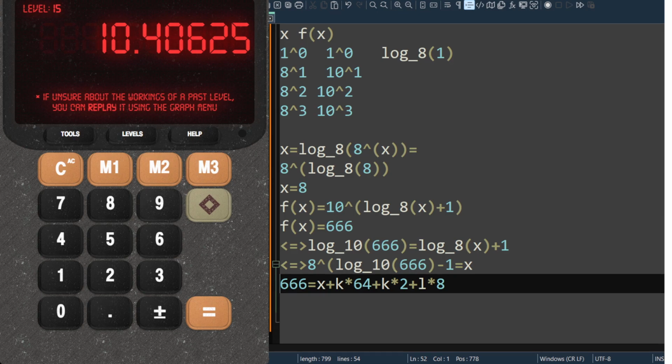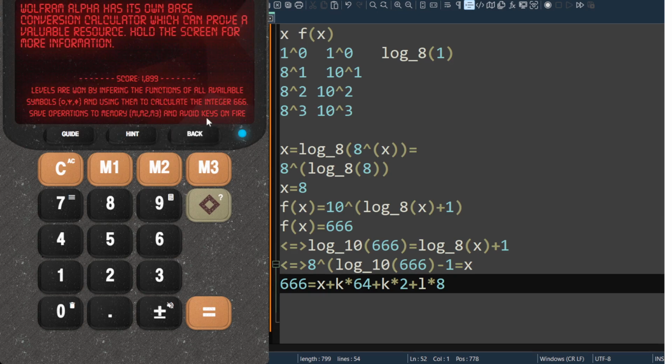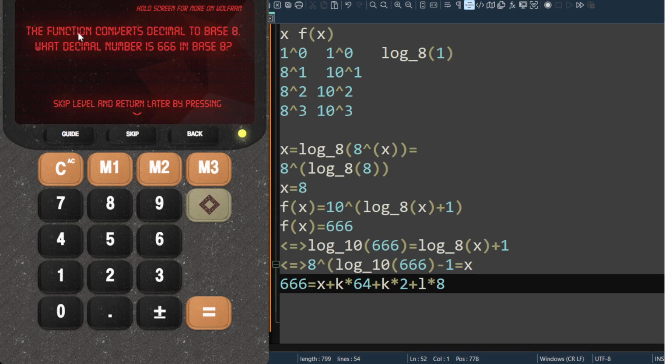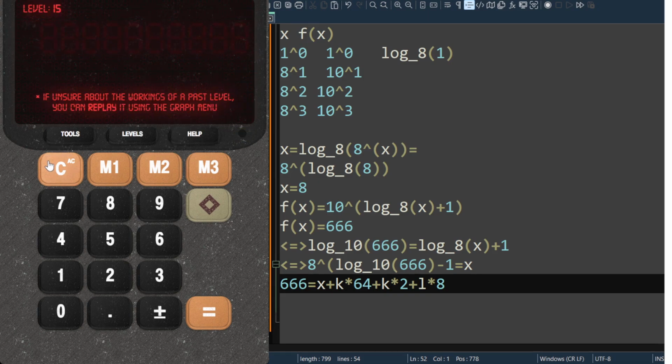You know, I might check out the hint. Okay, this doesn't say anything. Okay. Oh wait, right here. Hint: the function converts decimal to base 8. What decimal number is 666 in base 8? Well, I tried that, but that didn't work.